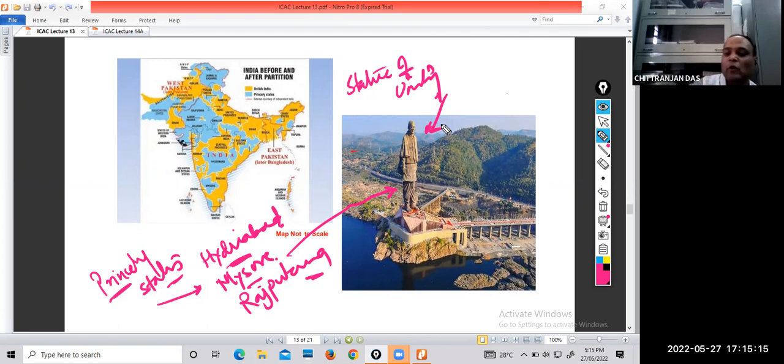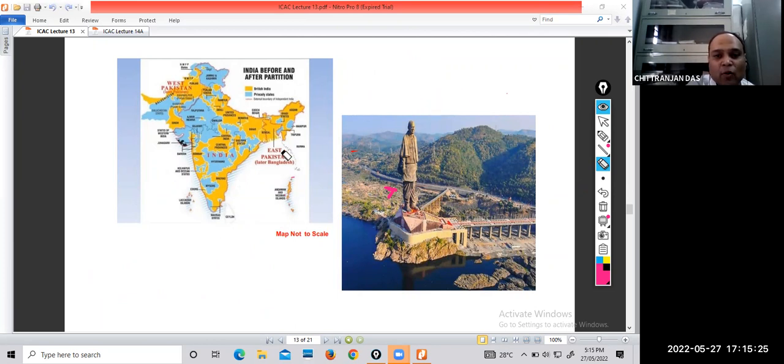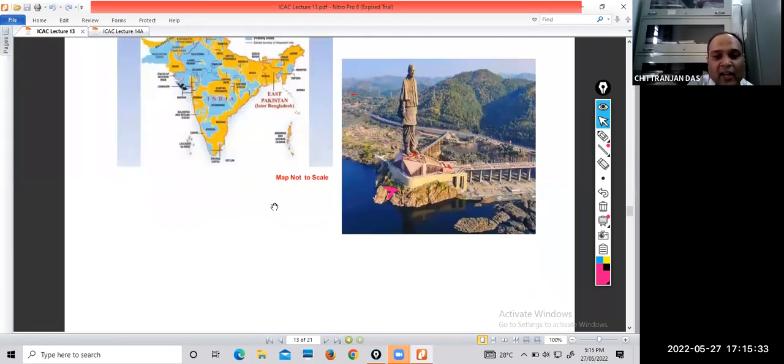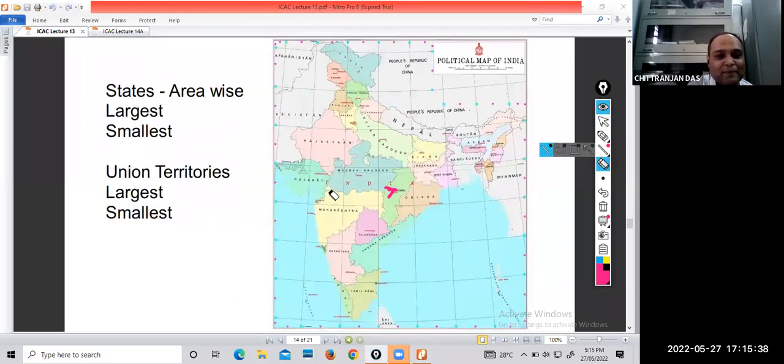Therefore the Statue of Unity is being built, commemorating Sardar Vallabhbhai Patel. So this is primarily the reason. I hope it is clear to everyone. But before partition, these blue areas in India were the princely states. Jammu and Kashmir was also one of the princely states.